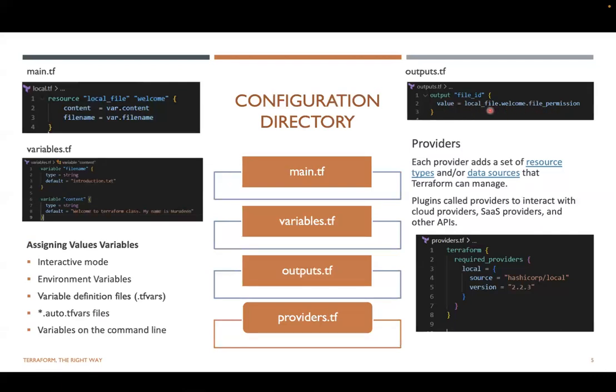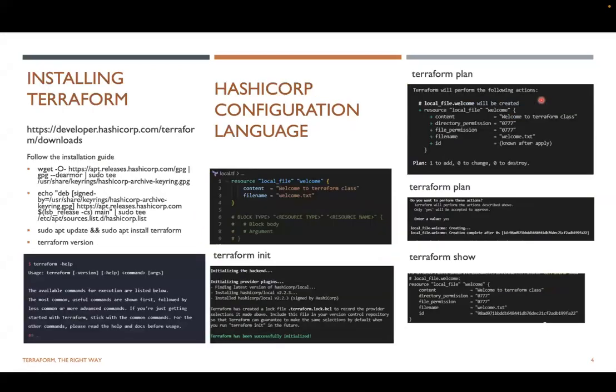Now, how do you create an output file? The output file is created in such a way that it needs to reference the resource type, the resource name, and the arguments. What do I mean? In this place, I am creating an output of a file permission. So the first thing is, what is the resource type? The resource type is local file, right? What is the resource name? The resource name is welcome. And what is the particular attribute that I need? It is file permission, which is what is here.